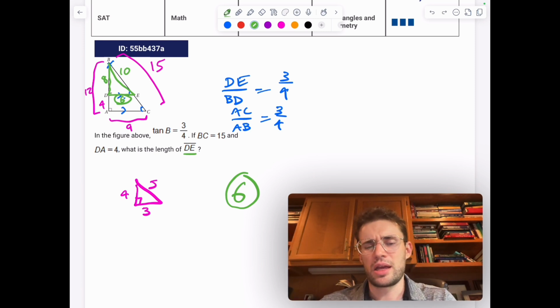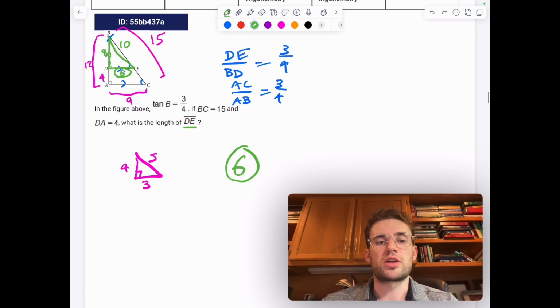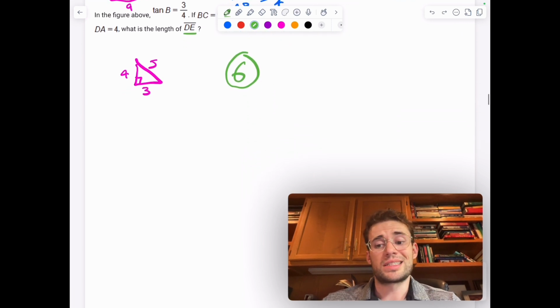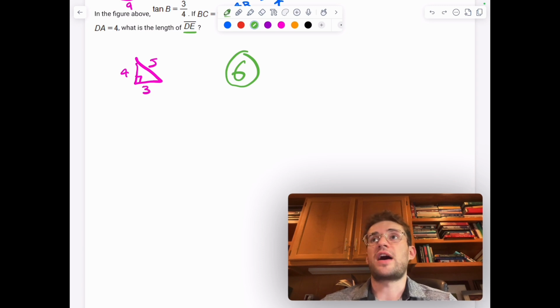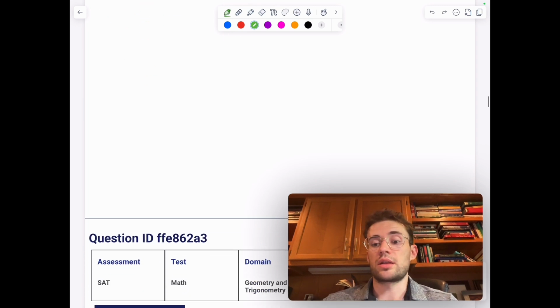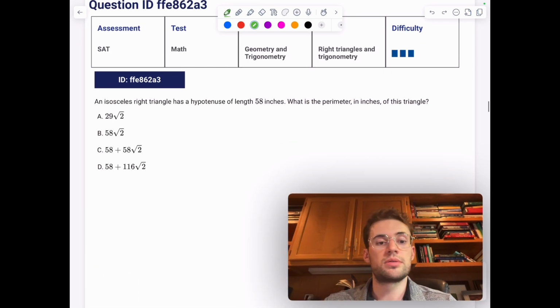So you could do it that way, but I really recommend make sure you're comfortable doing the 3, 4, 5 right triangles scaled up, because as I said, that one shows up the most. 5, 12, 13 is probably the second most, and generally they're going to be scaled up.